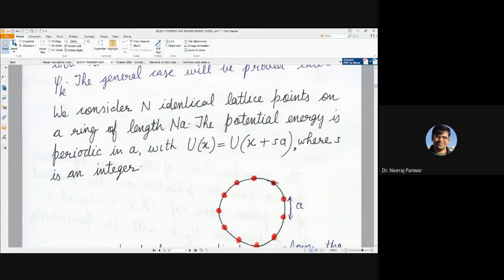All the particles are identical, therefore whatever is the electronic or charge distribution this ion has, the same would be found here. Therefore, if we find the charge probability density, that should be the same everywhere. So this means that |psi(x)|^2 should be equal to |psi(x + a)|^2, or |psi(x + sa)|^2, where s is an integer.